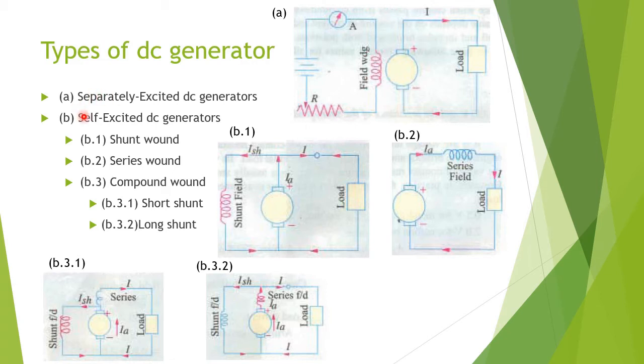And next one is a self-excited DC generator. In a self-excited DC generator, there is no need of a separate DC source. This source is avoided. The generated EMF itself gives the supply to the field windings. In self-excited DC generator, there are three types: shunt wound, series wound and compound wound.